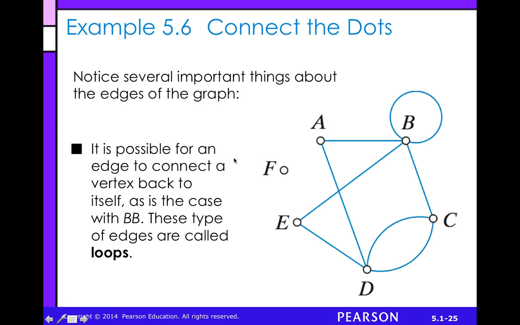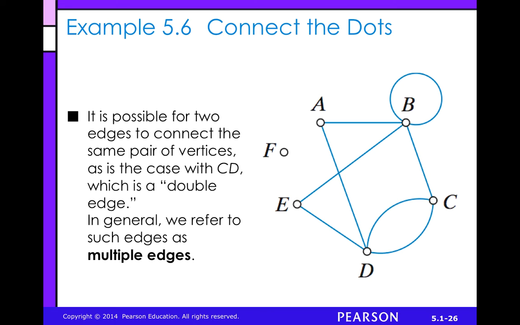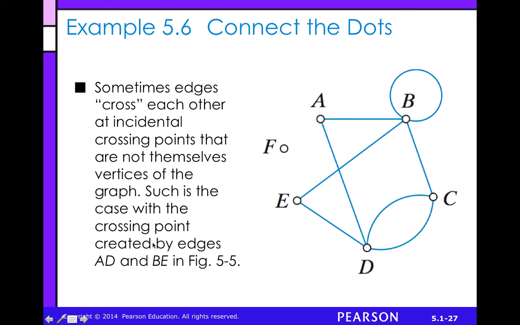So let's notice a few things about the edges. It's possible to loop. It's possible to go from a vertex back to itself. Okay, that's fine. It's possible for two edges to connect the same pair of vertices. So between D and C, there are multiple edges. That's okay. That situation is referred to as multiple edges. Sometimes edges cross each other, but as I just pointed out, the crossings themselves are not vertices. And the example the slide gives here is exactly what I just said earlier.